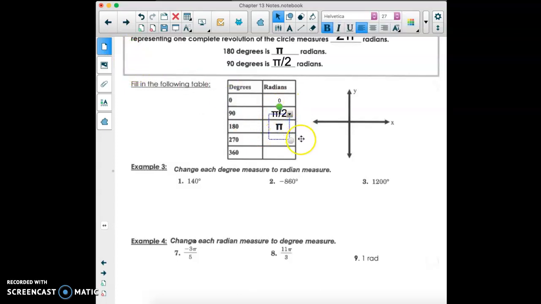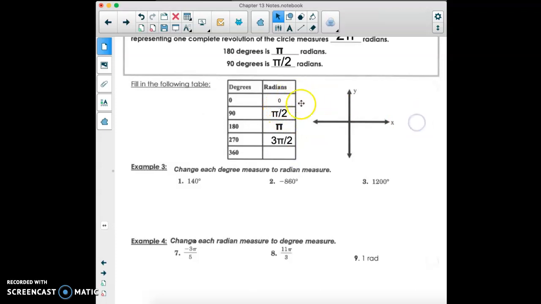pi is pi halves. To get to 270, that's the same thing as 90 plus 180. So in radians, if we do pi halves plus pi, we're technically going to have, I'm going to copy this so I don't have to remake the pi symbol. We're going to have 3 pi halves. I'll show you why this works in just a minute here.